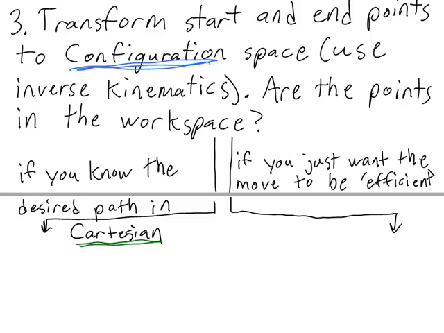The other case is the possibility that you do not have a specific desired path in mind in Cartesian coordinates. You just want the move to be efficient. That is, you want to make the move between point A and point B, the start and end points, with as little effort or as little power consumption as possible. We'll look at both of these possibilities. And we'll start with the possibility on the left, the case where you know the desired path in Cartesian coordinates.